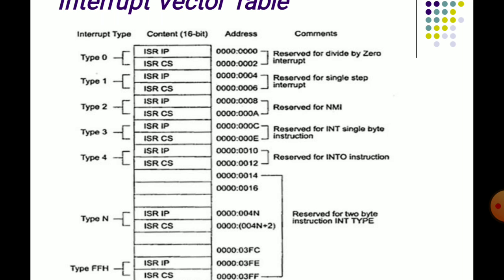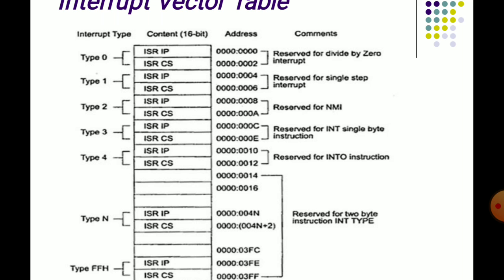Then the type 3 interrupt is mainly used for the breakpoint interrupt, a single byte instruction. The breakpoint interrupt means we can set breakpoints in software for debugging programs. If you want to set breakpoints in the program, you can use type 3, that is the breakpoint interrupt, INT 3. So INT 3 is the type 3 interrupt, right?